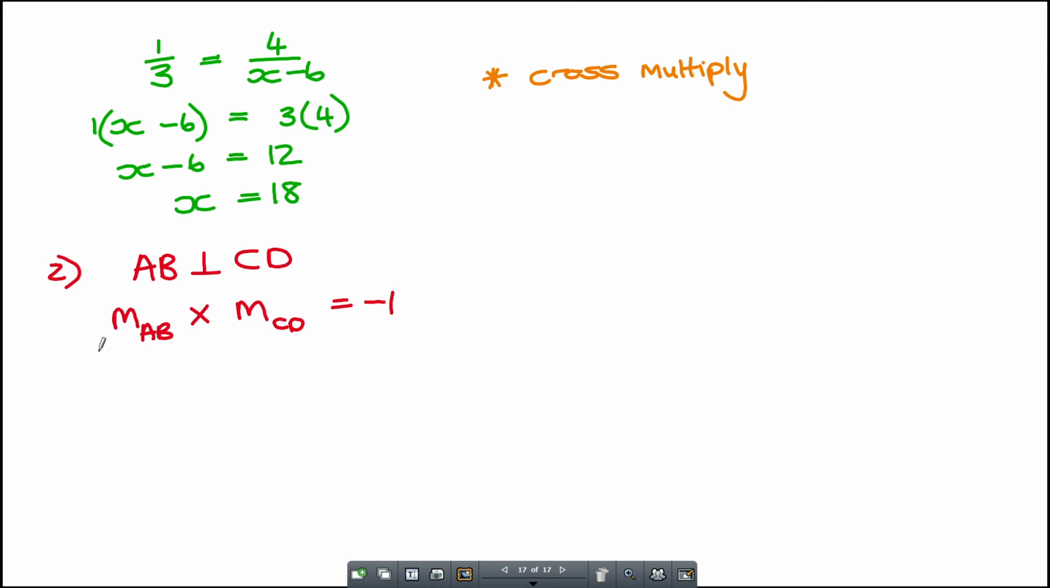So how do we get gradient of AB? Dit het ons mos nou uitgewerk as 'n derde, nee? So I'm not going to show that again. So a third times the gradient of CD, we just worked out would be 4 over x minus 6. En dit moet vir my gee minus 1. Right, almal reg so ver.